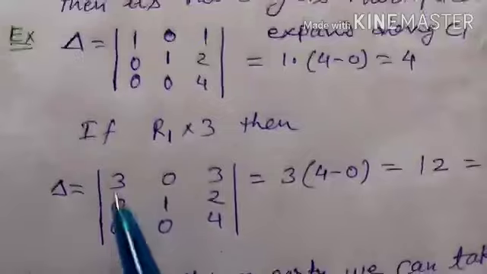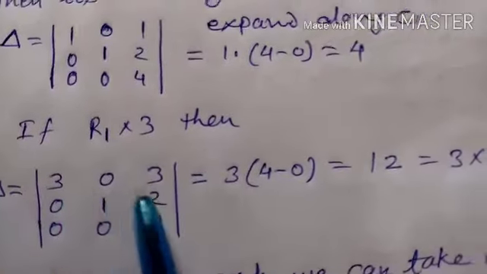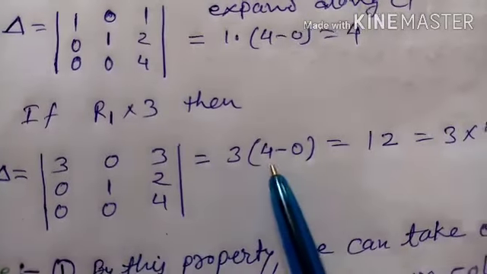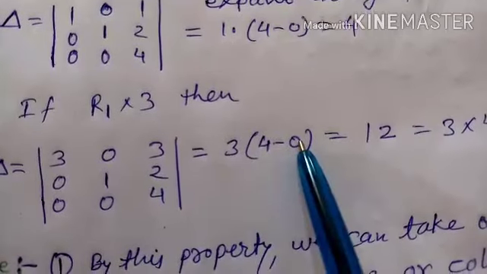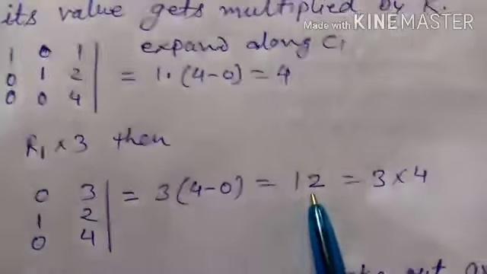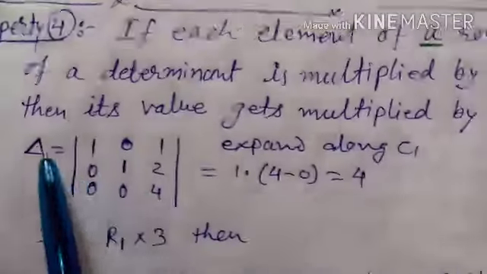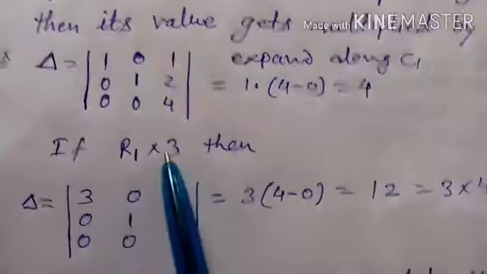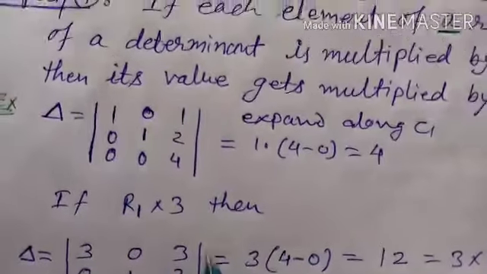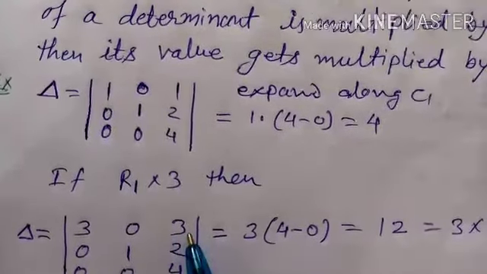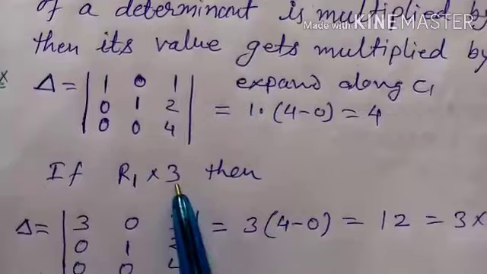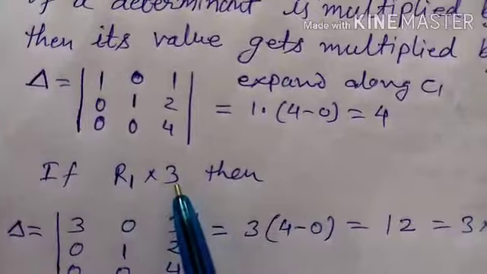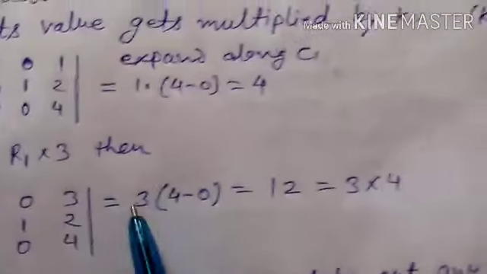Now once again expand along the first column. So this is 3, first row and first column deleted, 1 into 4 is 4, minus 0 into 2, which is 0. Now 3 into 4 is 12. The previous value was 4, and now the value is 3 times 4, because R1 is multiplied by 3. So if all the elements of any one row are multiplied by any constant, suppose 3, then the value of the determinant will be 3 times. If it is multiplied by k, then the value of the determinant will be k times.